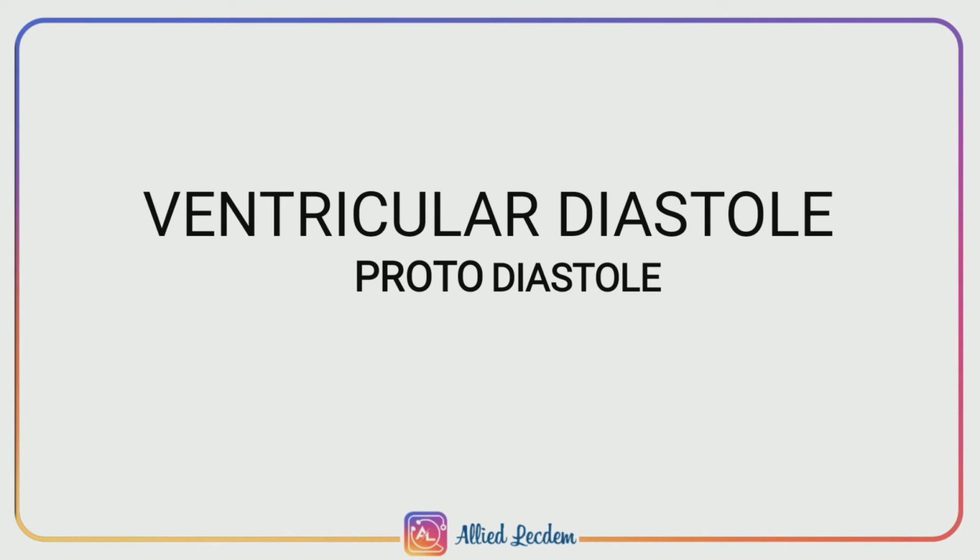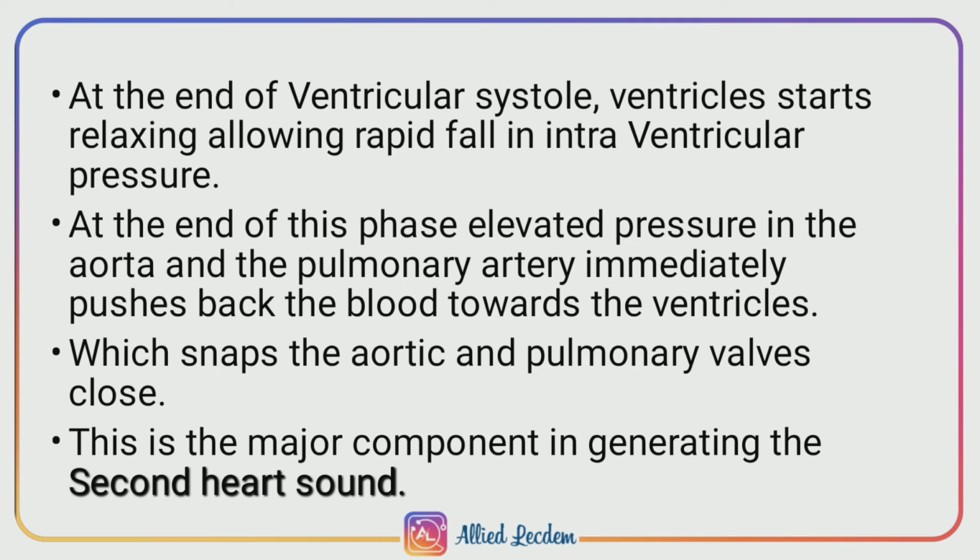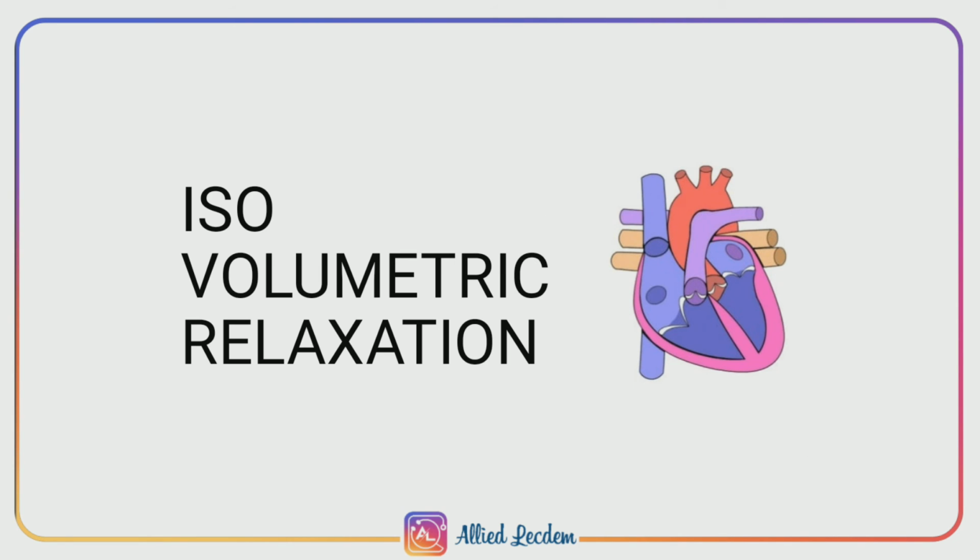Then follows the ventricular diastole. The first phase of ventricular diastole is the protodiastole. At the end of ventricular systole, ventricles start relaxing, allowing rapid fall in the intraventricular pressures. At the end of this phase, the elevated pressure in the aorta and the pulmonary artery immediately pushes the blood back towards the ventricle, which snaps the aortic and the pulmonary valves closed. So this is a major component in generating the second heart sound.